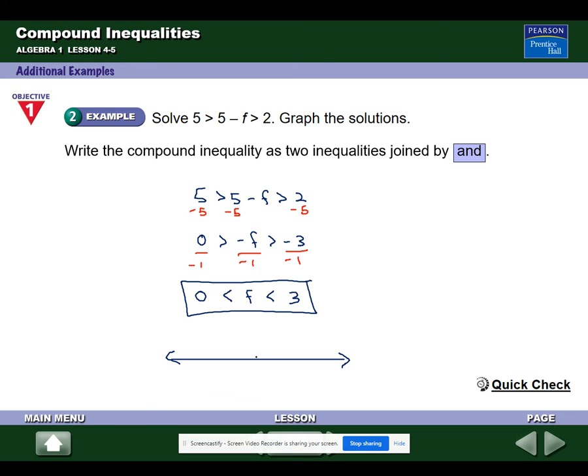By the way, on a number line, if here's 0, 1, 2, 3, 4, 5, 6, we're talking this interval, right? 0 to 3. Next example.